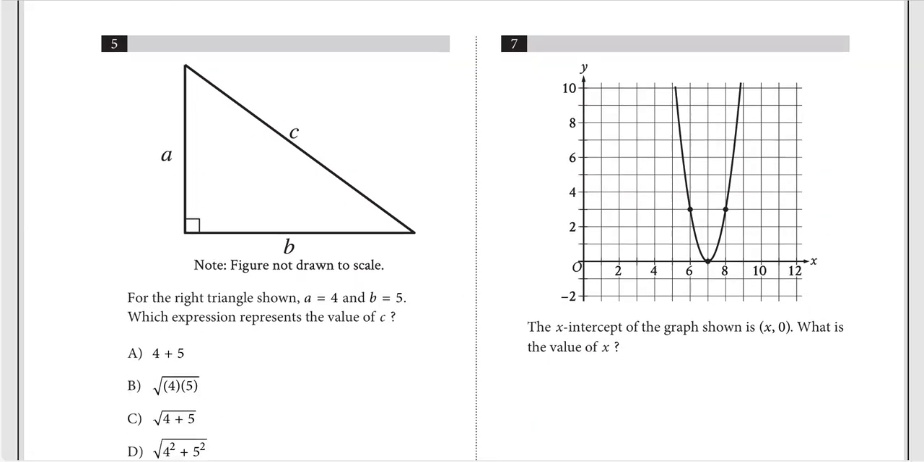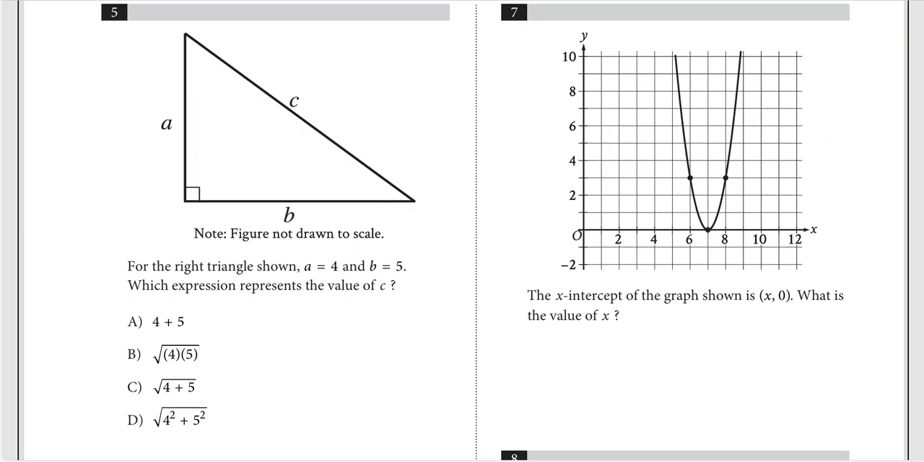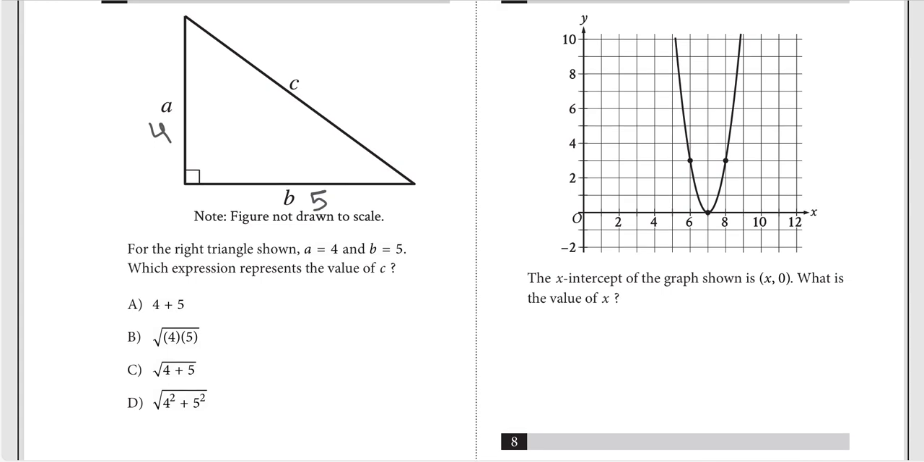Let's solve fifth question. So it's a triangle, right angle. For the right triangle shown, A equals 4, B equals 5. Which expression represents the value of C? So let's solve this looking at the options this time. This cannot be it because C is equal to root of 4 square plus 5 square. But you never know actually because it gives us 9, so it's better to always find the root. What if the answer comes out to be 9? So let's just find it out.